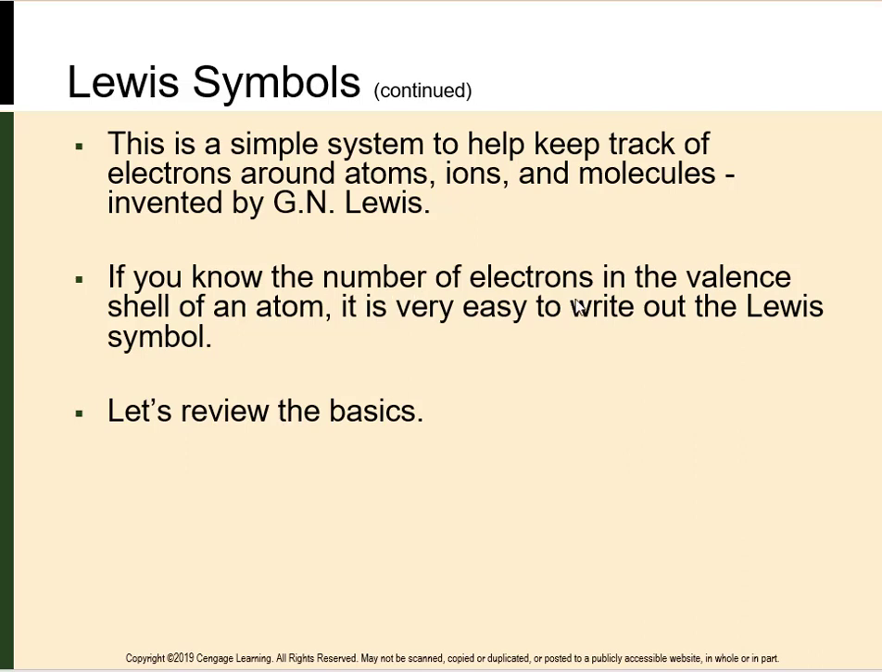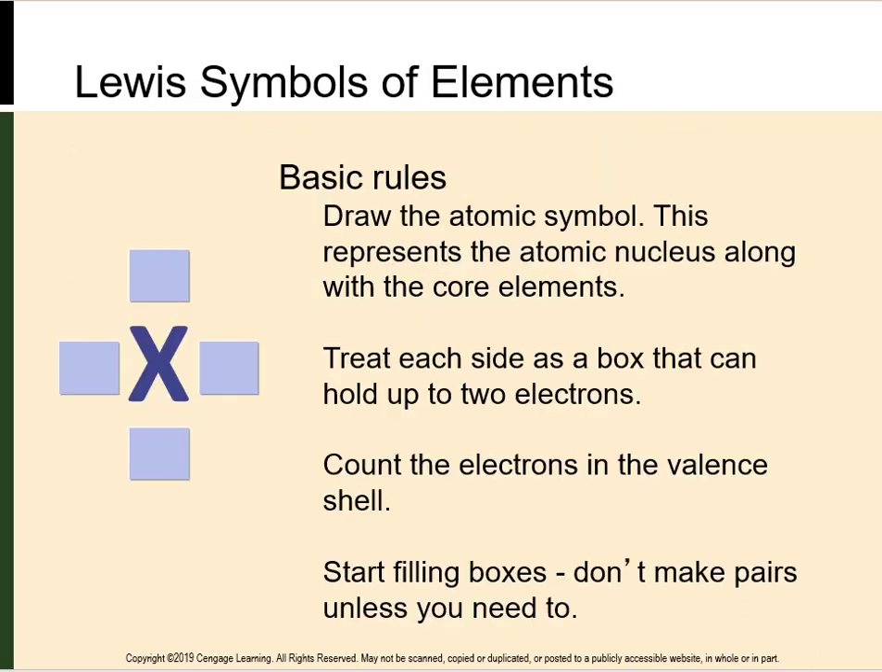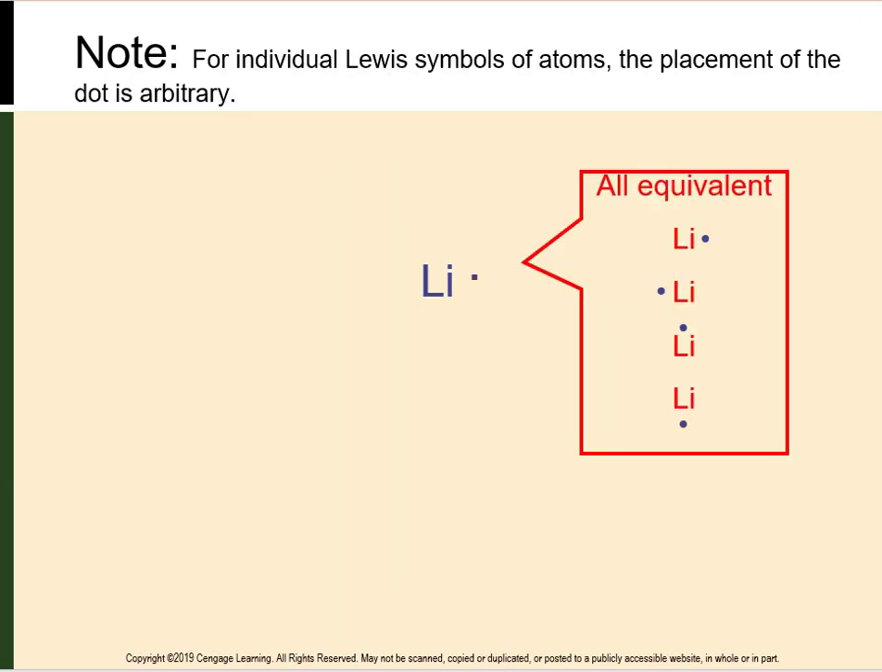If you know the number of electrons in the valence shell, then it's really easy to write out these Lewis dot diagrams. Here are the basic rules. You would write the symbol, treat each side as a box. It can hold up to 2 electrons, but you only fill up 1 per side before you double it up. Don't make pairs unless you need to.